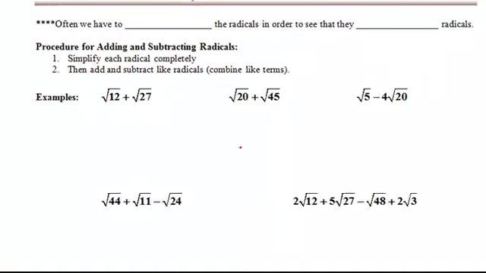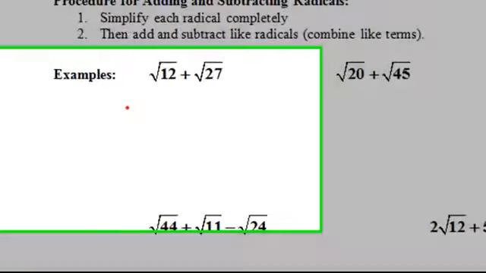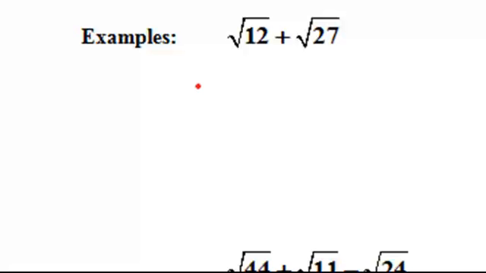Okay, so let's see if we can do some of these. Now, here's the thing. At the top of the page, it says, often we have to simplify. Do these look like radicals right here? No, but they are. We can't see it because we have to simplify in order to see that they are like radicals. All right, now these you can do in place. We're going to simplify both first.